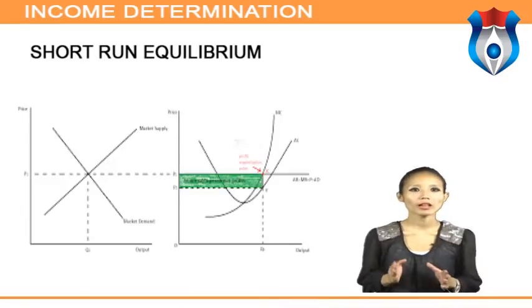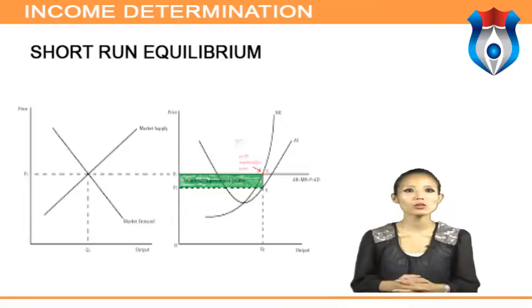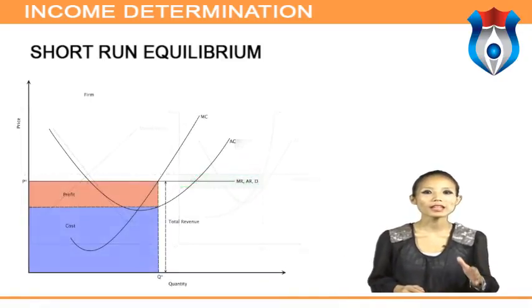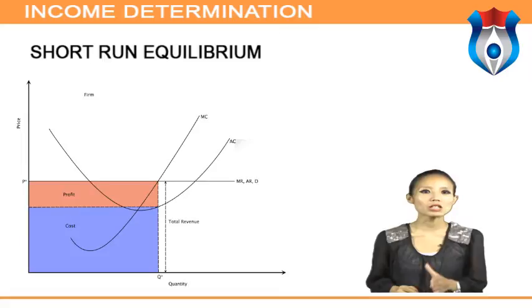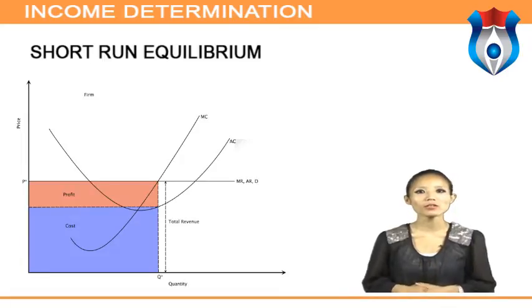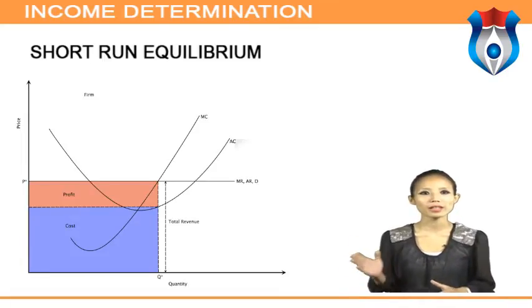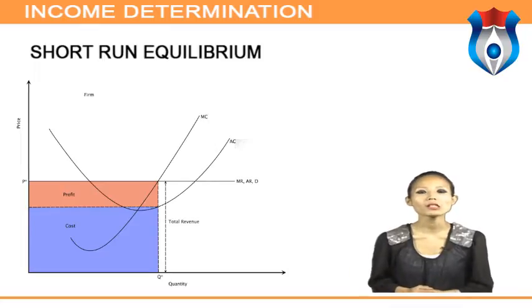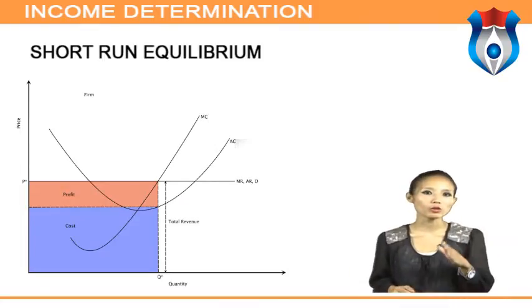Number 2. AR lesser than AC, equal to subnormal profits. The second firm, with AC2 as its average cost curve, is a less efficient firm. Its average cost curve passes from above the MR equals AR curve.